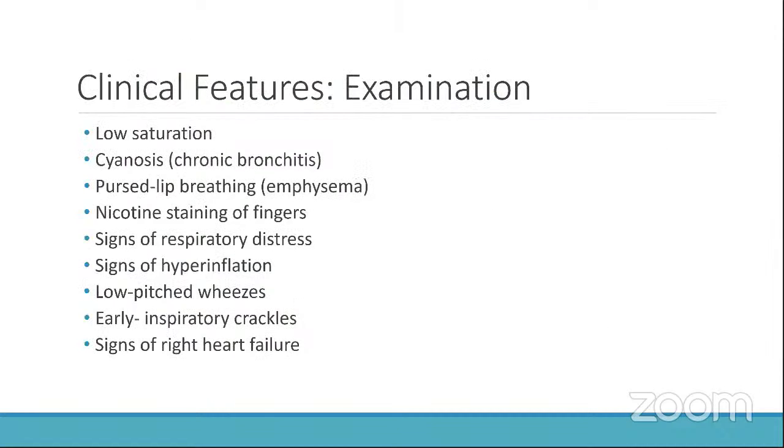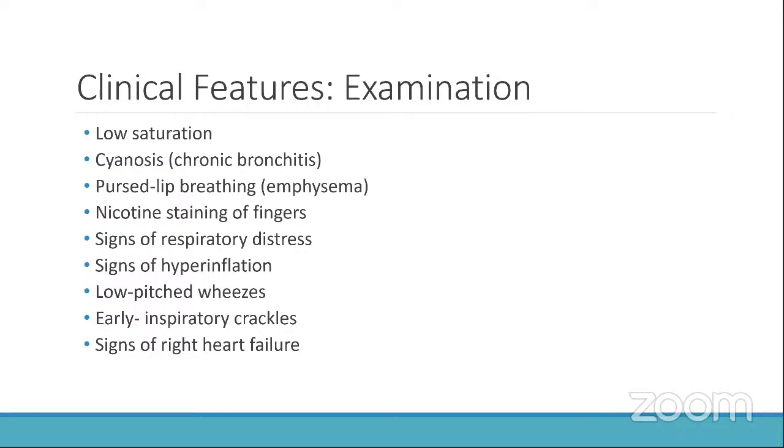These are some of the features that you might find during examination. There will be low saturation. Patients can have cyanosis, which is more common in patients with chronic bronchitis. They can have pursed lip breathing, which is most common in emphysema. There can be nicotine staining of fingers, and signs of respiratory distress. The most important finding in COPD is signs of hyperinflation.